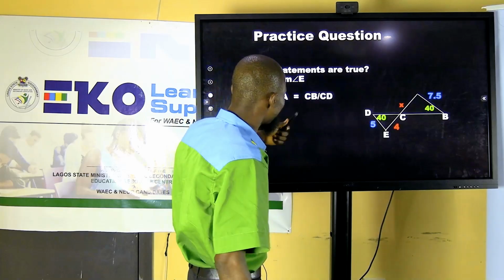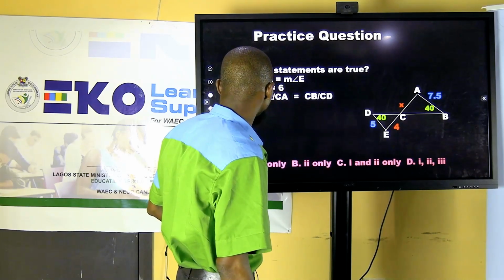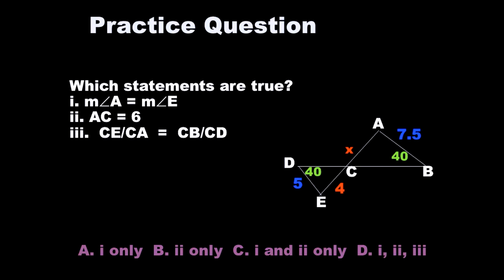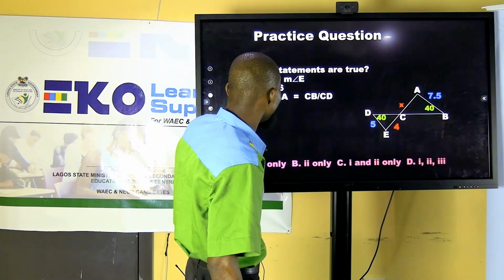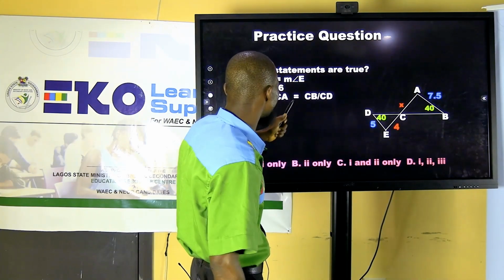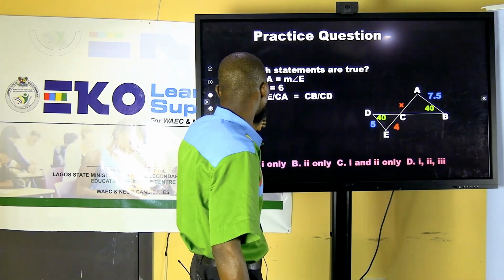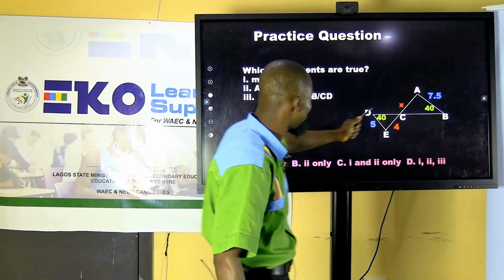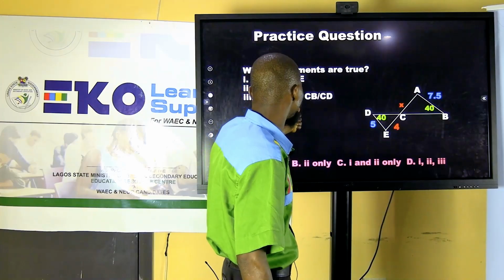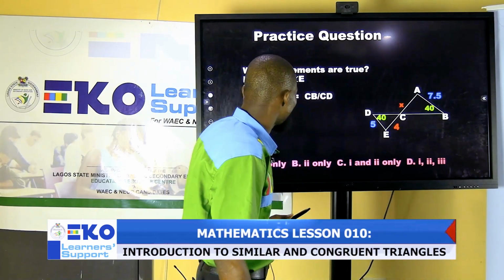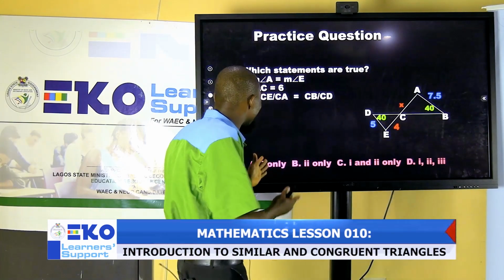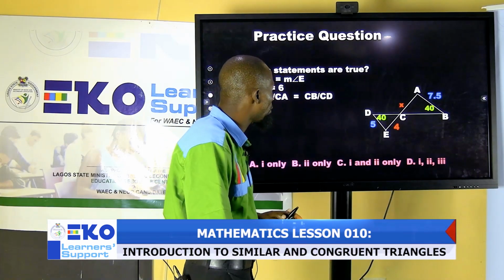So this is the exercise question that I want to look at. Which of the statements are true? It says angle A equals angle E, and side AC is 6 centimeters. AC has been given as 6 centimeters, that is the value of X. And then CE over CA is equal to CB over CD. So they want us to say, is it 1 and 2 that are correct, or what?